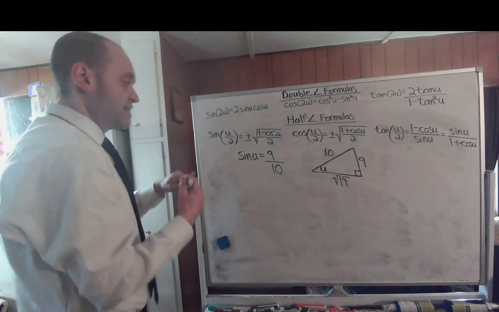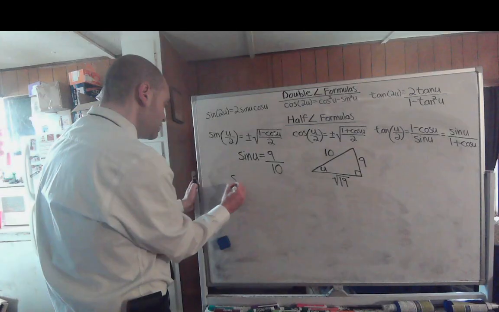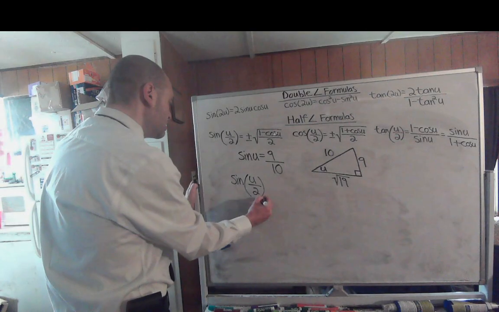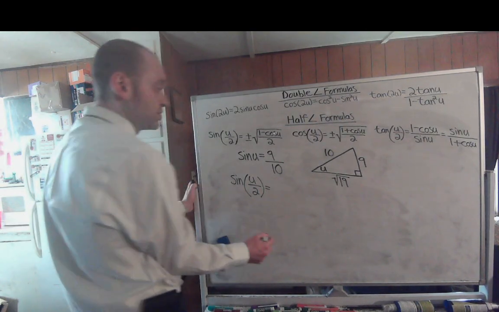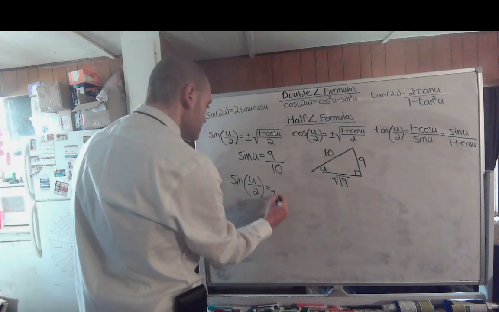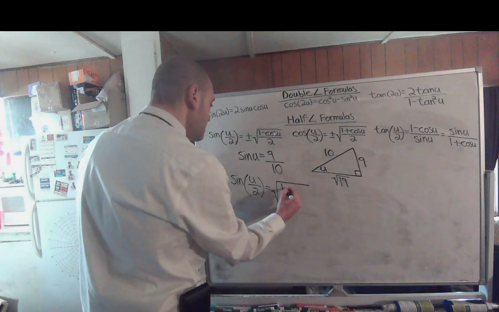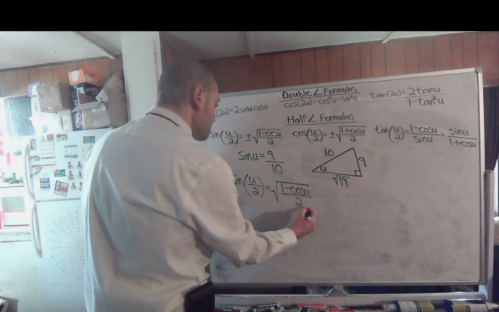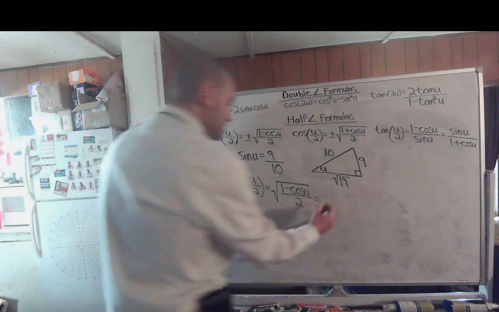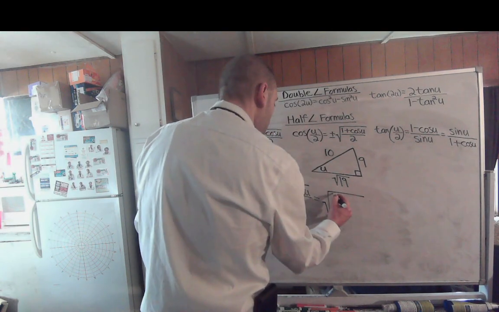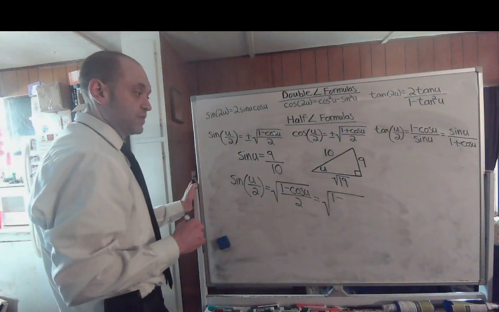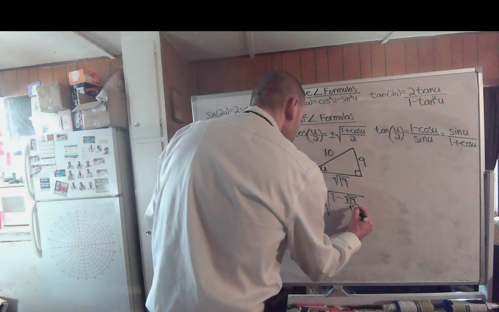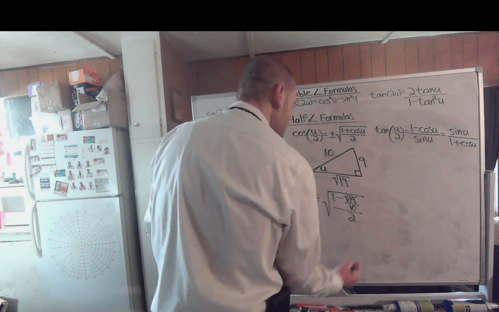We'll start with the sine of u over 2. So the sine of u over 2 would, of course, since it's in the first quadrant, be the positive square root. So this will be the square root of 1 minus the cosine of u all over 2. All right, so 1 minus, now what is the cosine of u? That's the square root of 19 over 10. This would all be all over 2.